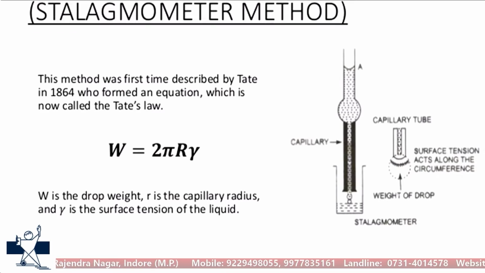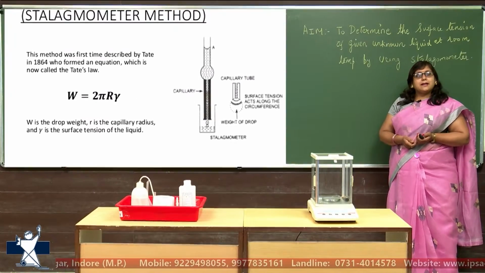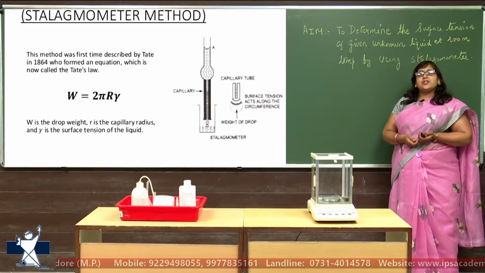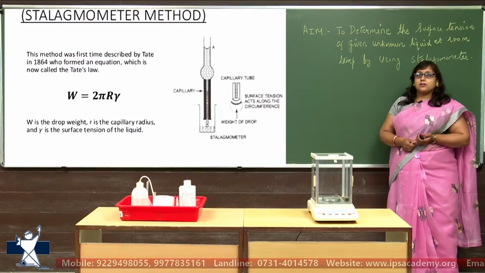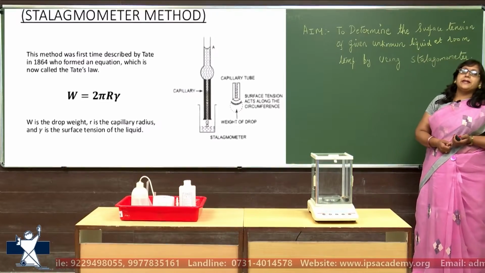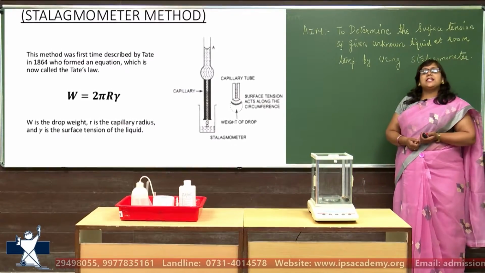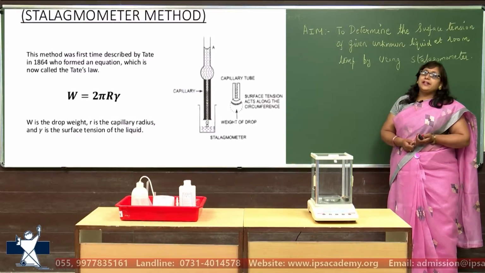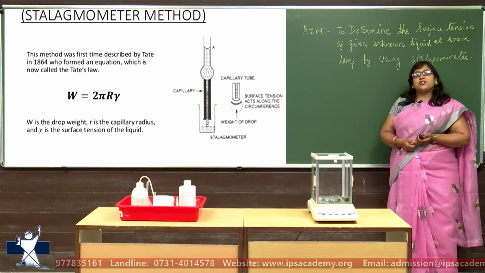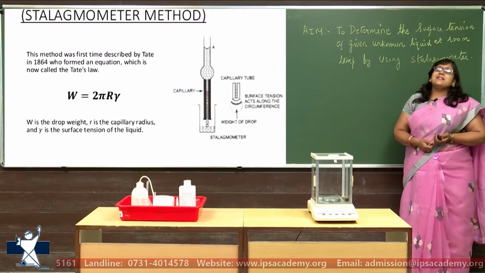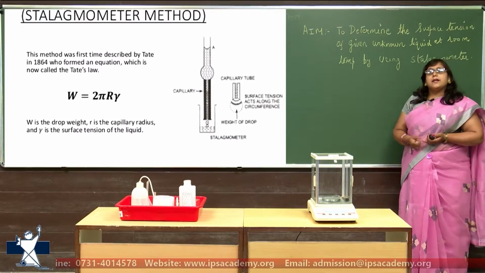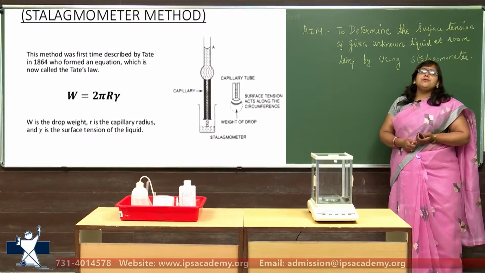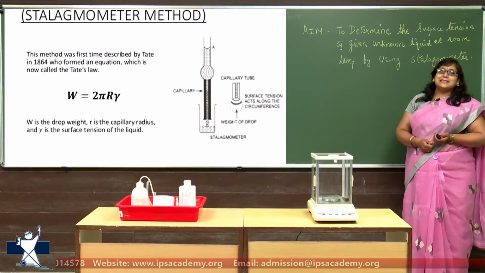This method was first described by Tate in 1864, who formed an equation which is now called Tate's law, that is W = 2πrγ, where W is the drop weight, r is the capillary radius, and γ is the surface tension of the liquid. The capillary is a fine tube present inside the stalagmometer, which pulls the liquid towards itself.